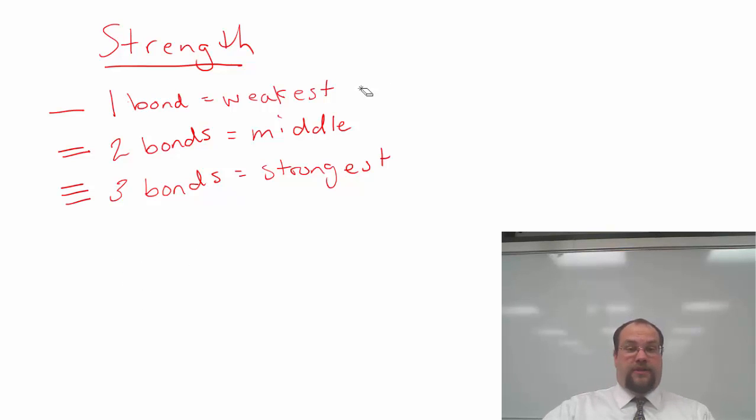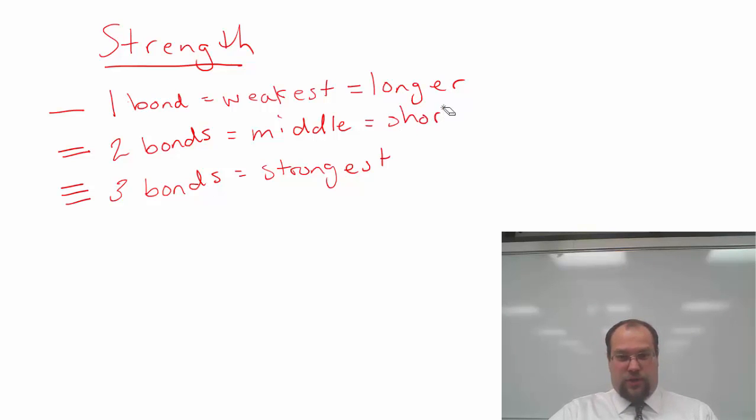So I have these three bonds. It turns out that the weaker the bond is, the longer it happens to be. Single bonds are the longest. These are shorter, but not the shortest, so I'll just say shorter. And then these are the shortest.